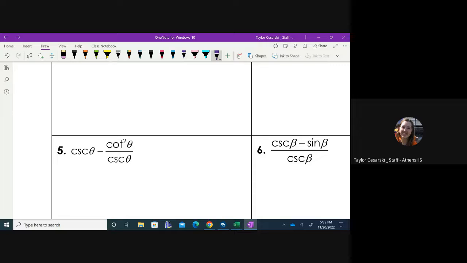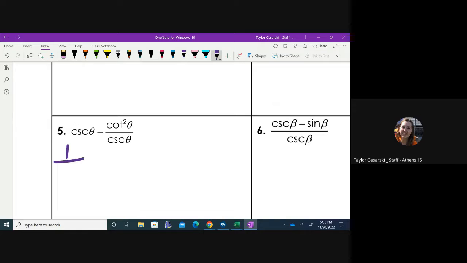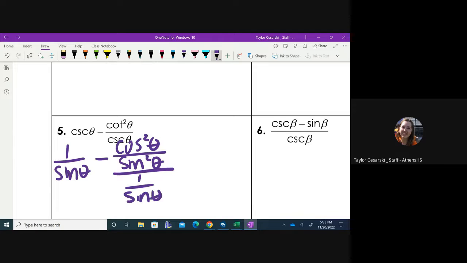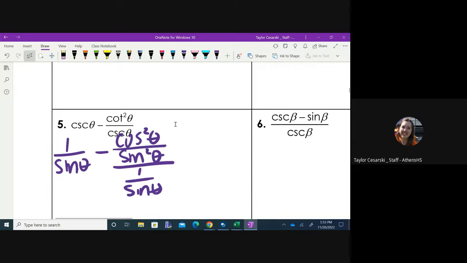So I get negative sine squared of theta over sine squared of theta, and that's just negative 1. All right, so next for number 5, I'm going to write that as 1 over sine of theta, and then cosine squared of theta over sine squared of theta over 1 over sine of theta. So that's a lot going on, okay? But all I did was just rewrite in terms of sine and cosine.